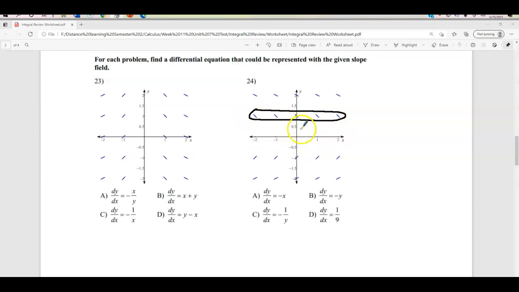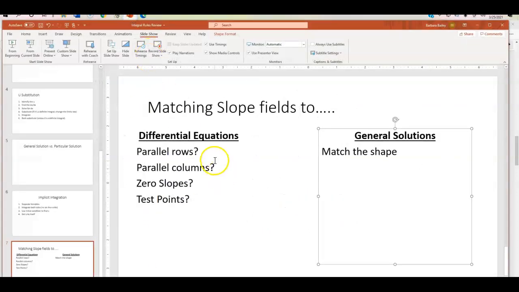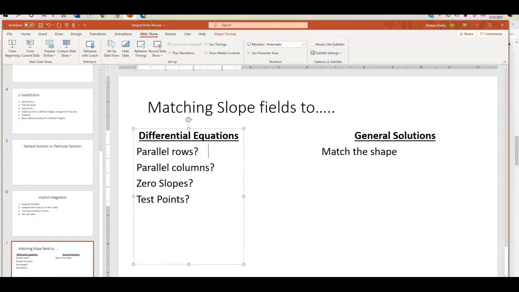So my derivative has no x in it. In other words, I know it can't be this one because that has an x in it. So it could be any one of these other ones here. The opposite is true also. So let's add that note here. Parallel rows means no x.